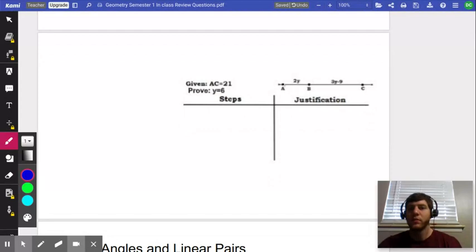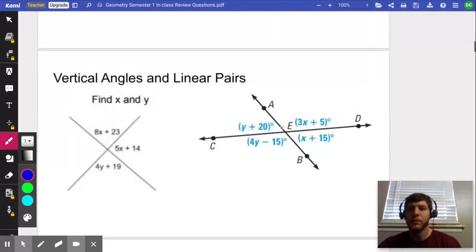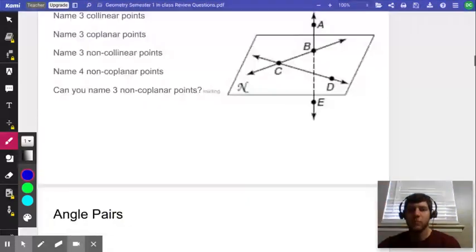Right, so you would do AB plus BC equals AC. And then you would substitute in, so you'd have 2y plus 3y minus 9 equals 21. And then you'd simply combine like terms. You'd add 9 to both sides and then divide by 5. So it's pretty simple there. We didn't do that one in class, so I'm going to skip it here. Same with those. Same with these.